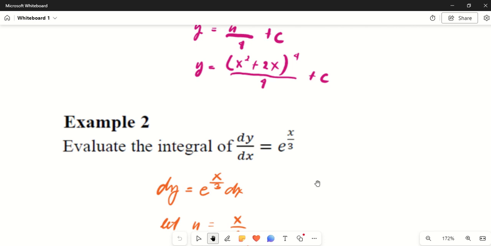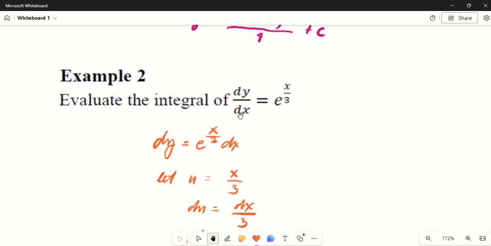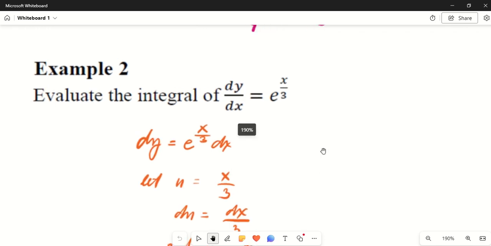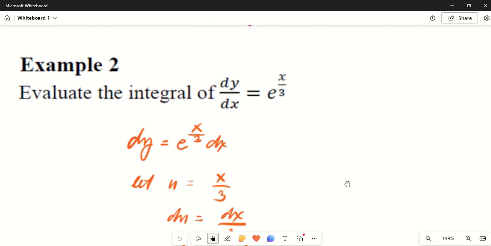Here, the first thing that you need to do again is to cross multiply to get rid of your dx in the denominator. So your new equation will then be dy is equal to e raised to x over 3 dx. You identify your u. So definitely here our u is the exponent x all over 3.